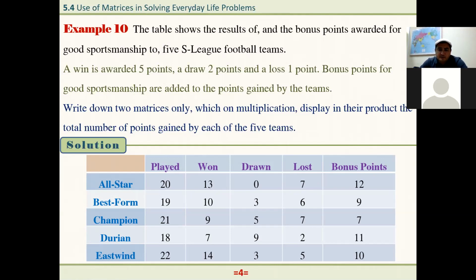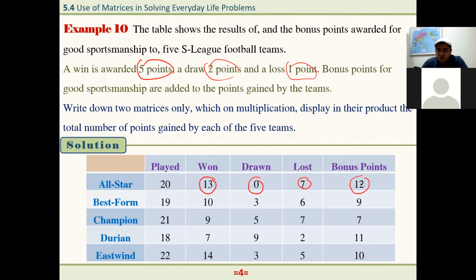That's a table. So now it says 5 points for a win. For example, the first team here, All Star, played 20 games, and they won 13 of their games. For each win, they get 5 points, so I should multiply 5 by 13, plus drawn, 0 times, for each draw they get 2 points. And for a loss, they get only 1 point. That's also a good thing, they don't give negative points. And plus, for their performance, they also get some bonus points, right?